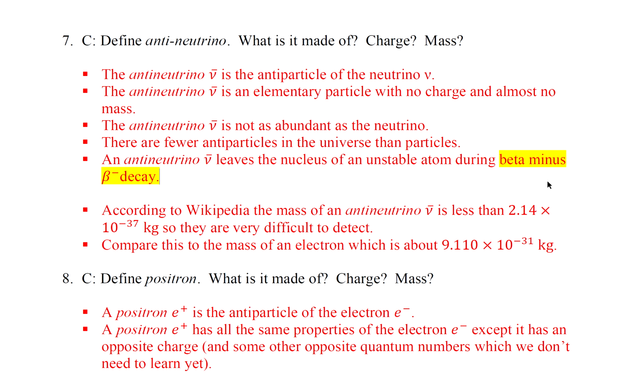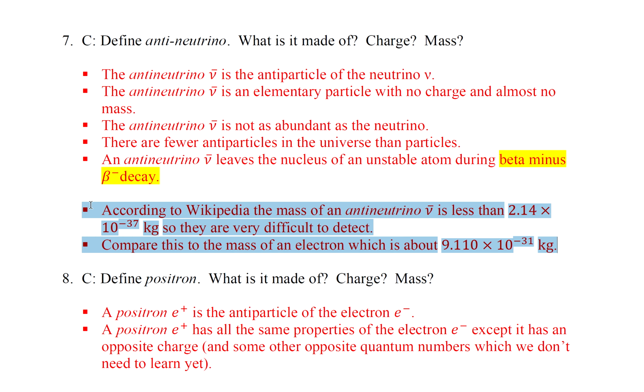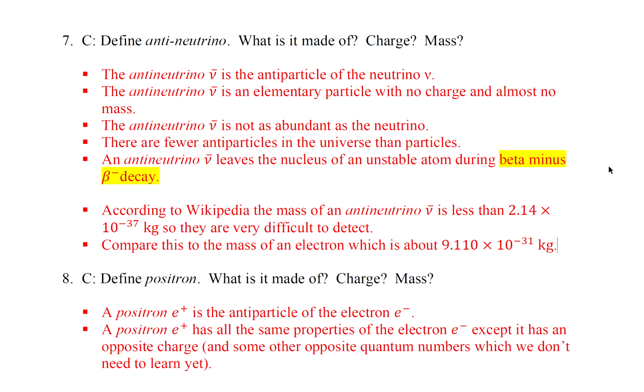Okay. So, once again, an antineutrino is incredibly light, according to Wikipedia.